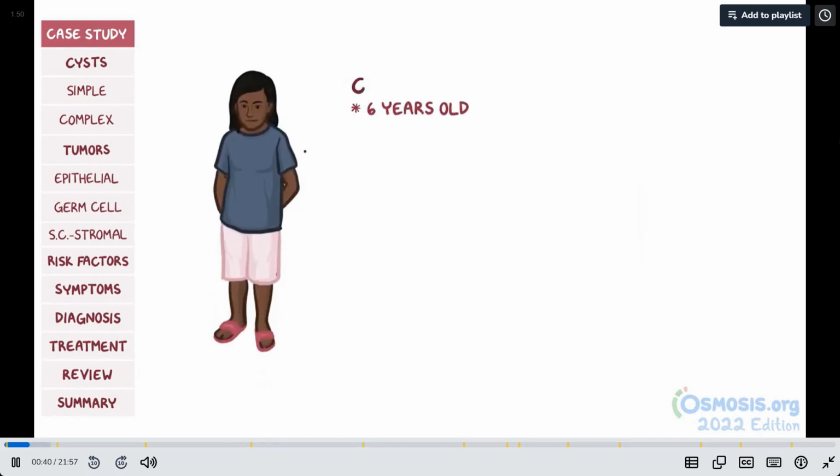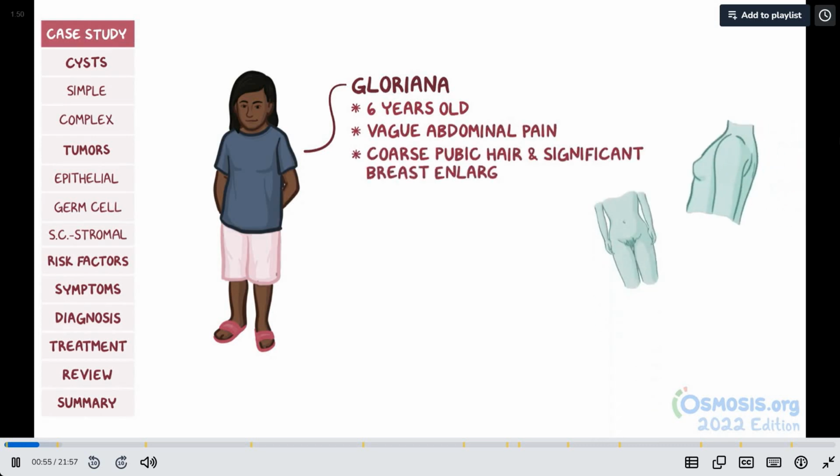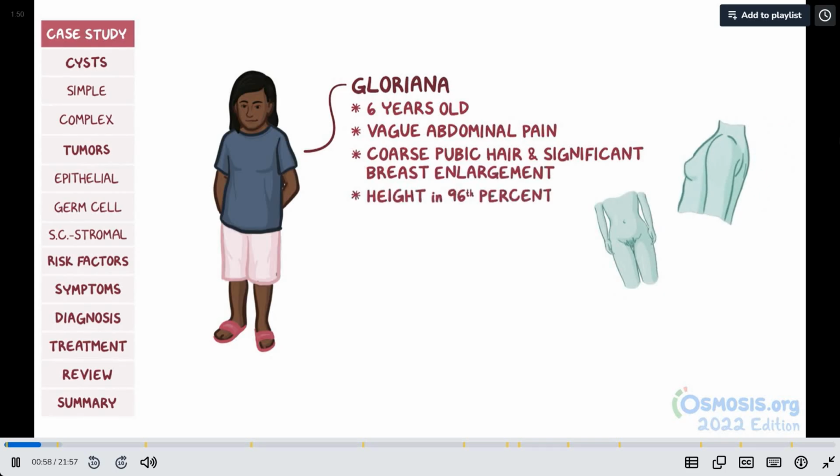Later that day, 6-year-old Gloriana is brought to the office by her mother, who is worried that her daughter is more womanly and taller than other girls her age. Over the last few months, she has also occasionally complained of vague abdominal pain. Physical examination reveals coarse pubic hair and significant breast enlargement. The child's height is also in the 96th percentile. Laboratory studies also show increased inhibin B levels.